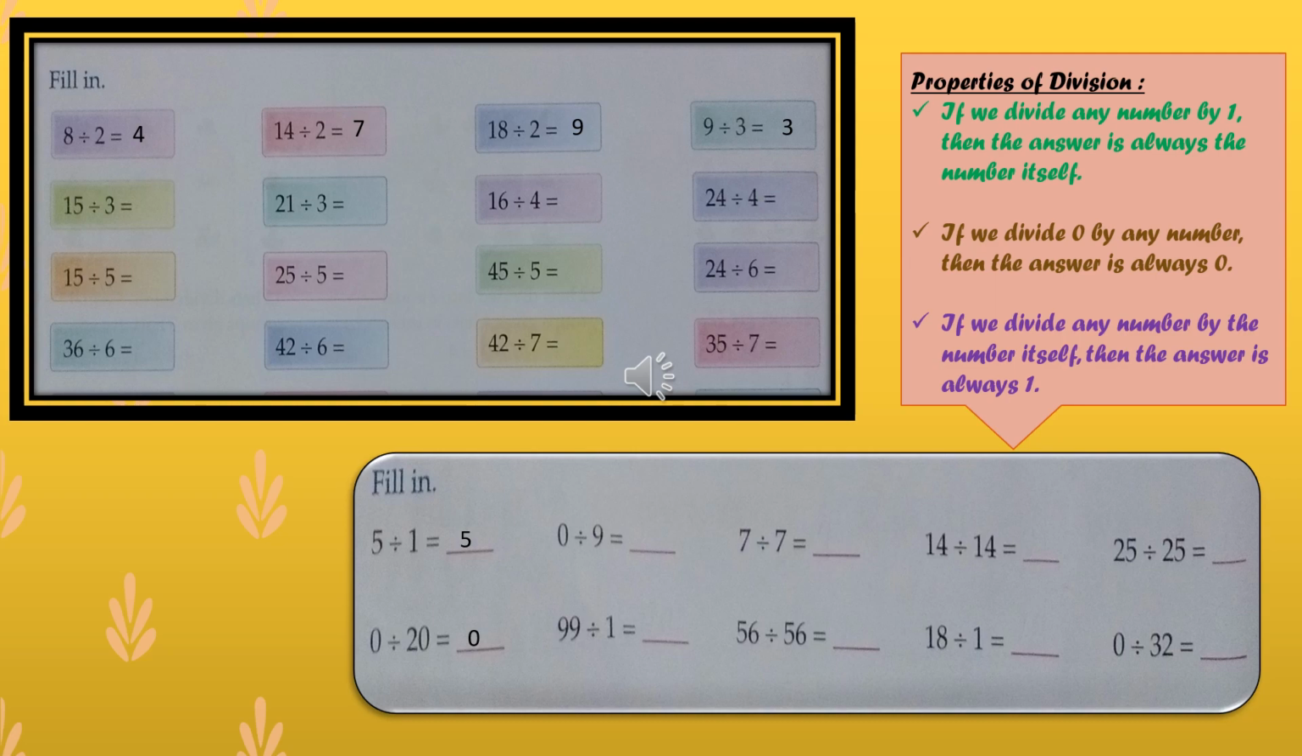Now 0 divided by 20. Another property: if we divide 0 by any number, then the answer is always 0. So 0 divided by 20 is equal to 0. Yes, so these are very interesting sums, no? Now a few more sums are given for your practice, and by using these properties you can solve them very easily. And I know you will really have fun solving these questions. Okay, so try these.